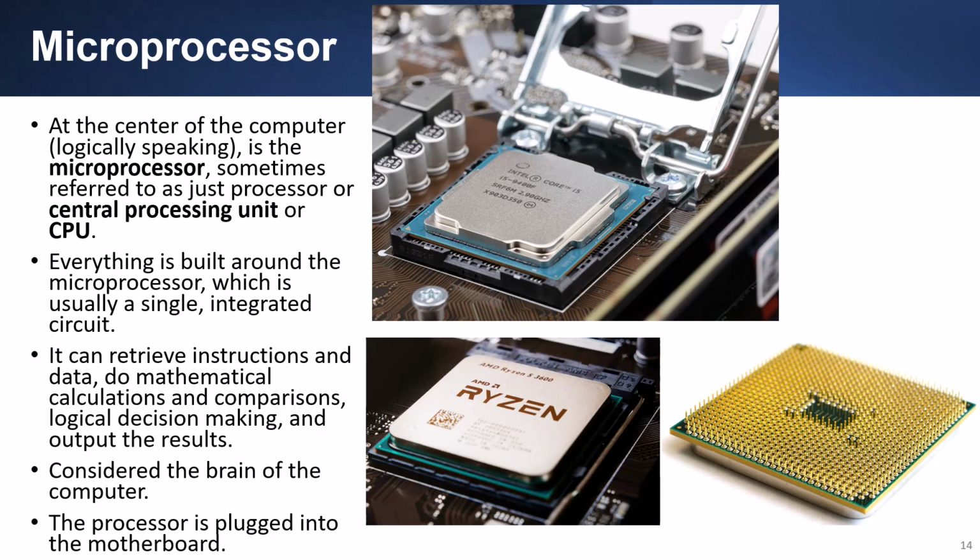At the center of the computer, logically speaking, is the microprocessor, sometimes referred to as just processor, central processing unit, or CPU. Everything is built around the microprocessor, which is usually a single integrated circuit or chip. It can retrieve instructions and data, do mathematical calculations and comparisons, logical decision making, and output the results. Because of this, many think of it as the brain of the computer. The processor is plugged into the motherboard.